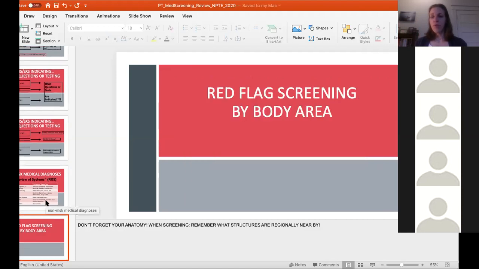So moving into screening by body area. Again, don't forget your anatomy when you're going through these different body areas. So if you have somebody coming in with neck pain, think about what is regionally close. And the closer you are regionally, the more likely it is to need to be ruled out, or it could be a cause of pain. So in the neck, you're going to think about vasculature in the neck.